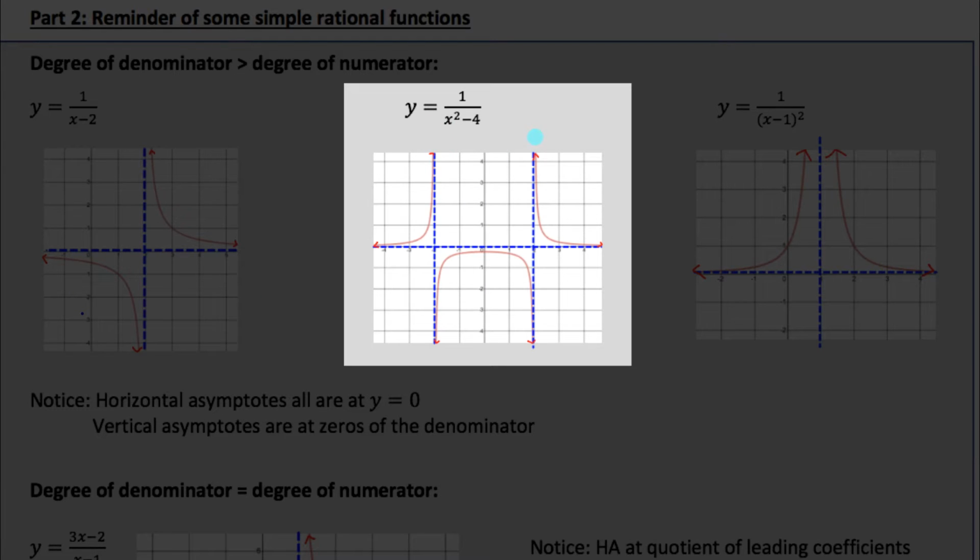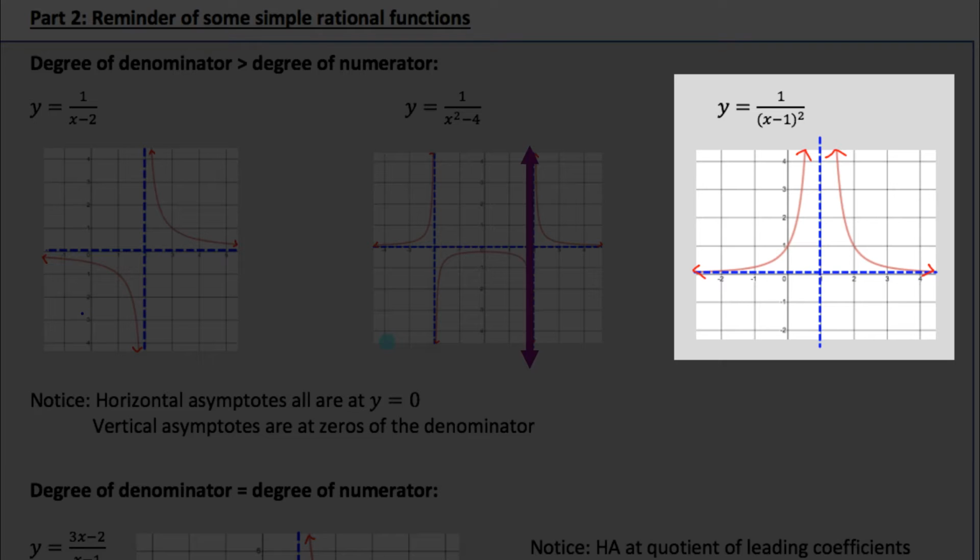The second function, we have x squared minus 4 in the denominator. How could that be 0? Well, if x was 2 or negative 2. That's why we see vertical asymptotes at those two spots. And the third function, 1 would make the denominator be 0. That's why there's a vertical asymptote at x equals 1.